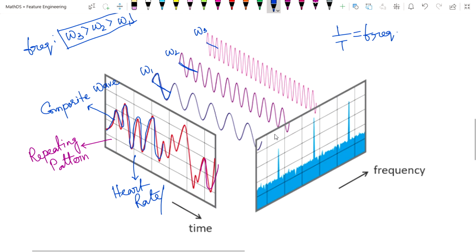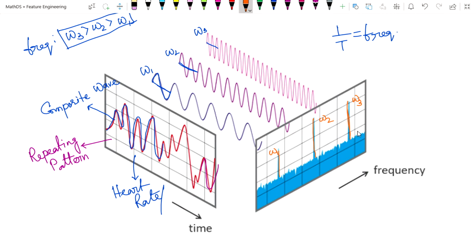They also have different amplitudes. The height of the curve denotes its amplitude. This one is responsible for W1, this for W2, and this for W3. The amplitude of W1 is small, not much, but the amplitude of W2 is high, and W3 also has a high amplitude. This is the main thing.